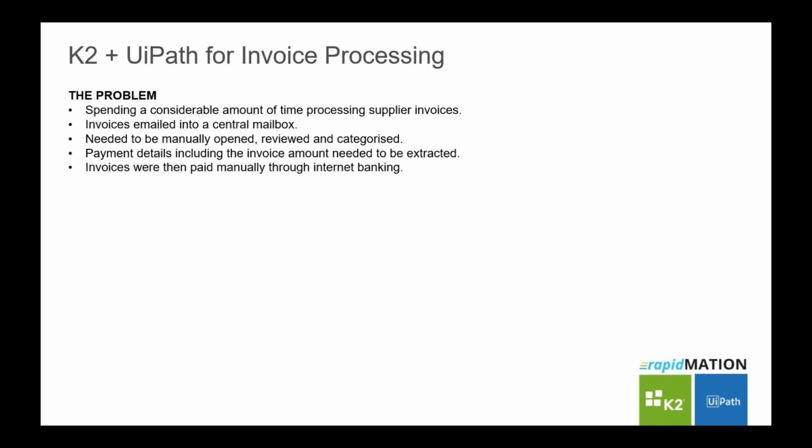Someone needed to go through each one of these emails, open them up, and review the invoice attached to the email. They needed to categorize that invoice, and then extract the payment details, which included things like the invoice amount and whether that might be BPay details or bank account details, where the invoice needed to be paid. Then a human again logged into internet banking and made the payment for that specific invoice. So really an interesting and quite human-intensive process.